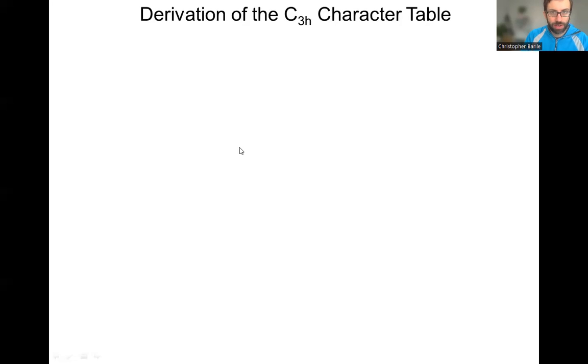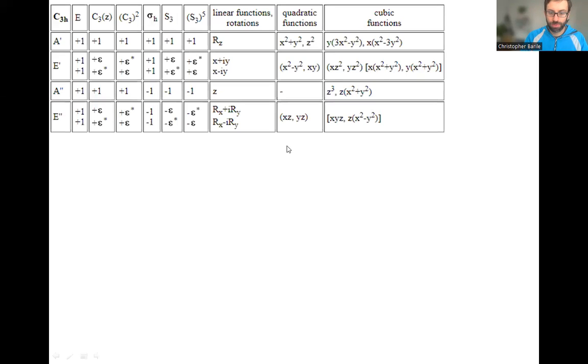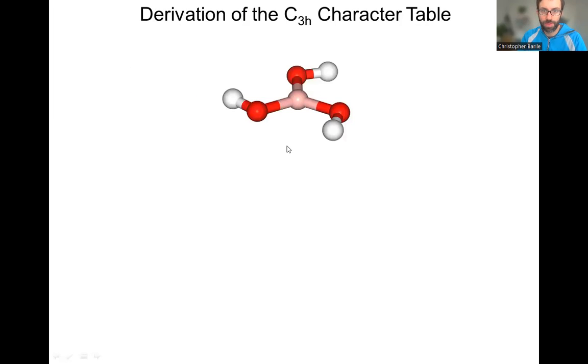All right, in this video, we are going to derive the C3h character table. For a lot of these character table derivations, one of the nice things to do is to look at an example molecule in this point group. So this is boric acid. It's of C3h symmetry. And we need to derive all the symmetry operations in this character table as a very first step. Of course, we have the identity operation.